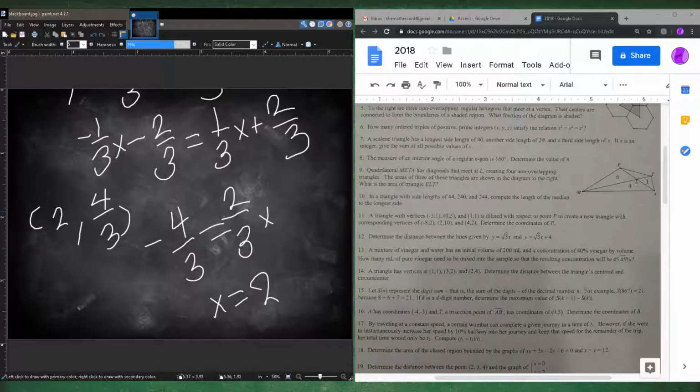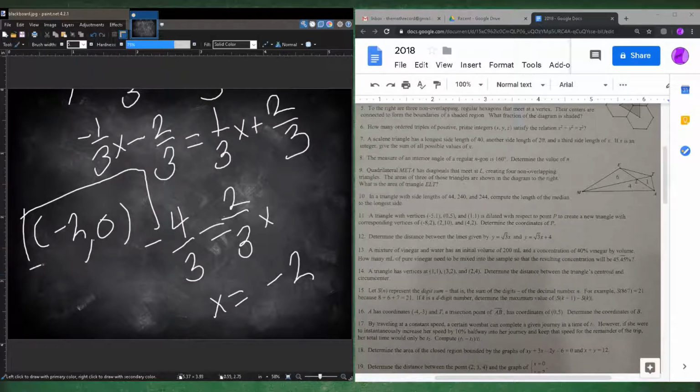So for number 11, the coordinates of dilation, it's basically just gonna be at 2. Oh, sorry, I did the calculation wrong. That's supposed to be negative 2. Sorry about that. So this is negative 2. This is 2/3 and negative 4 over 3, so that's negative 2. So you plug in negative 2 into one of the equations, so negative 2 over 3 plus 2 over 3, that's just 0. So the point of dilation is (negative 2, 0). I'm sorry about that. And that's for number 11.